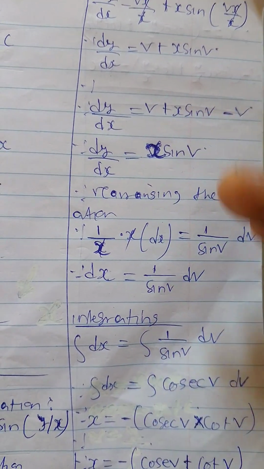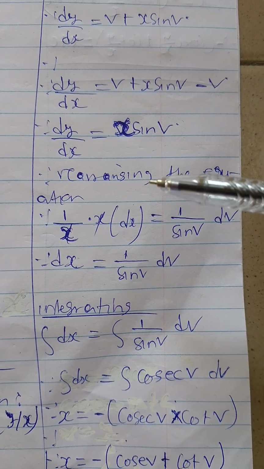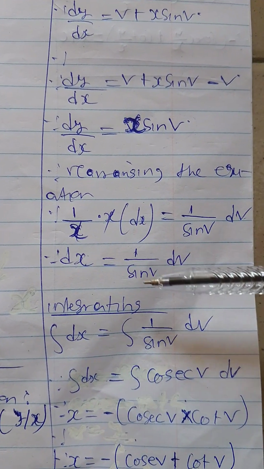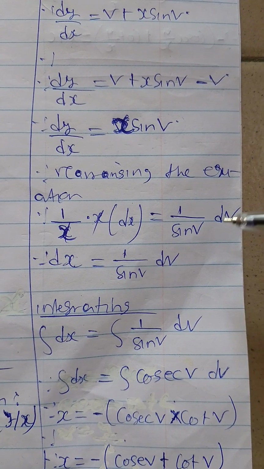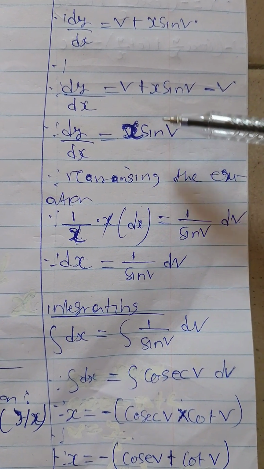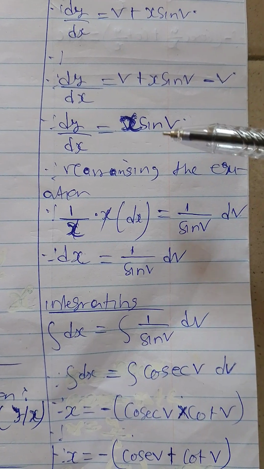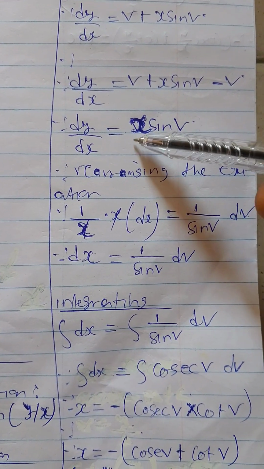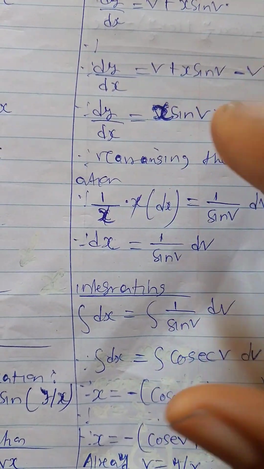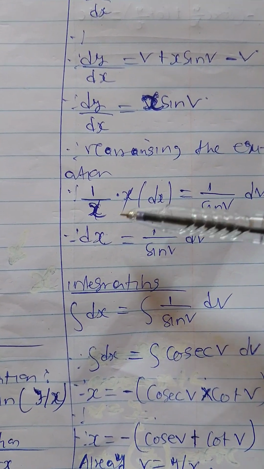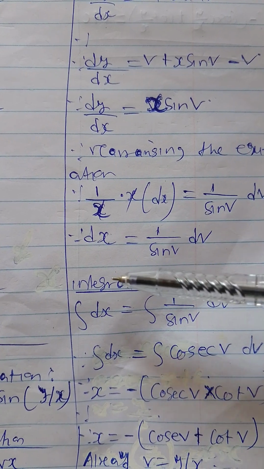Now rearranging the equation, you know that dx is always 1 over x dx, and the v side is always the inverse function of the function of v. If you check here, the function of v is sine v and the function of x is x. But know that dx particularly is always 1 over x dx. So let's solve it.